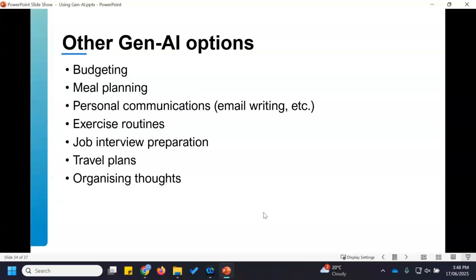Any personal communication, so it can help you write an email. It can help you adjust the tone of an email if you need to change it in any way. It can build an exercise routine for you. It can help you prepare for job interviews or any other role playing. It can help you with travel plans, and it can help you organize your thoughts as well. Mem is a good one for note taking and can help organize any notes that you have, and again, anything that you're willing to share with it.